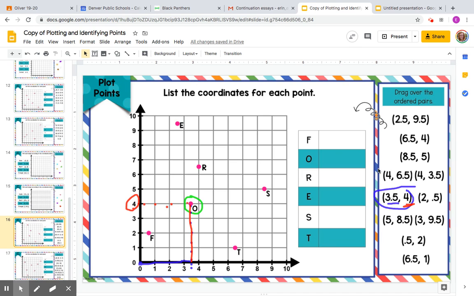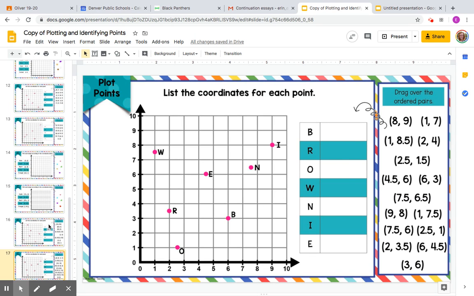And it is indeed 4. So the coordinate for O is 3.5, 4, or 3 5/10, 4. Once again, it's the same here.